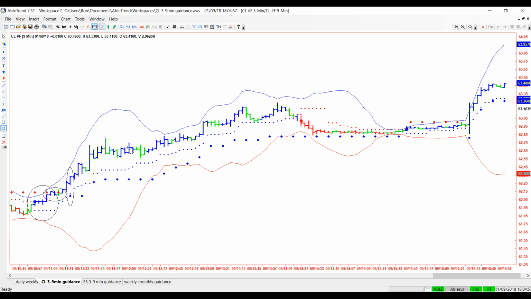And there were a lot of pullbacks here. Pullback here, pullback here. A lot of people who don't have Able Trend think, oh, I better get out, it's pulling back. No, you've got Able Trend. You've got a big advantage. We know that there's hidden protection.